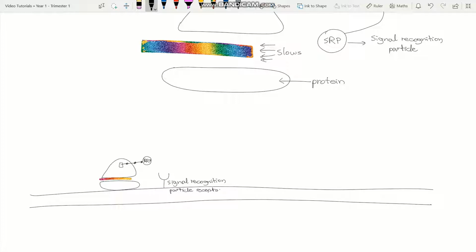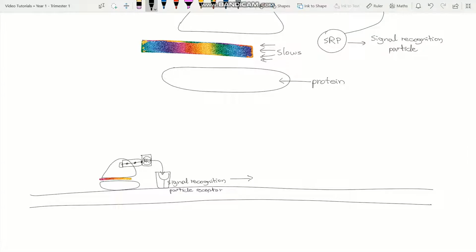This receptor will allow for the SRP to bind to it, and therefore these two molecules, which are the receptor and the particle, act as molecular matchmakers in order to allow for the amino acid sequence to find a particular protein translocation channel.